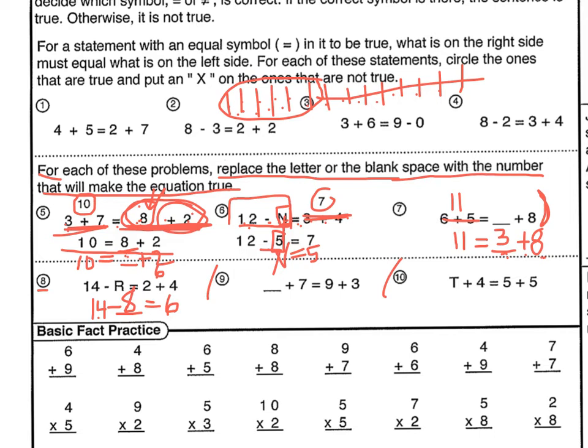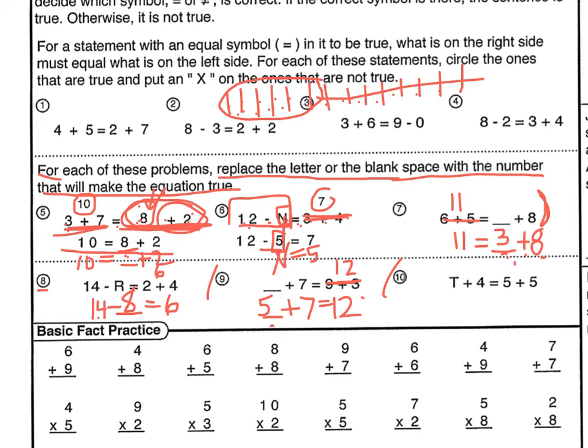So for number 9, 9 plus 3 is equal to 12. Down here you should have written blank plus 7 equals 12. I made it a little bit simpler. I just changed this into a 12 and rewrote the equation. What number would go in that blank? Well, 5 plus 7 is equal to 12, so that's the answer, 5.